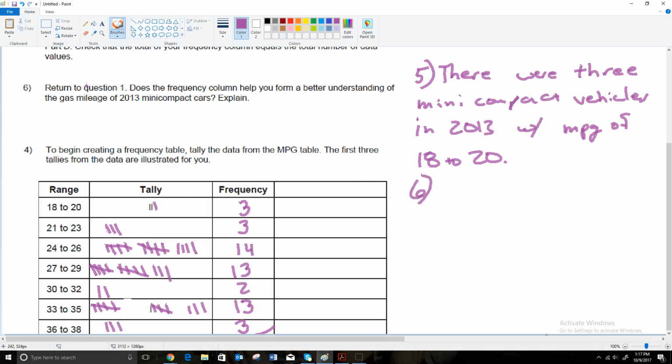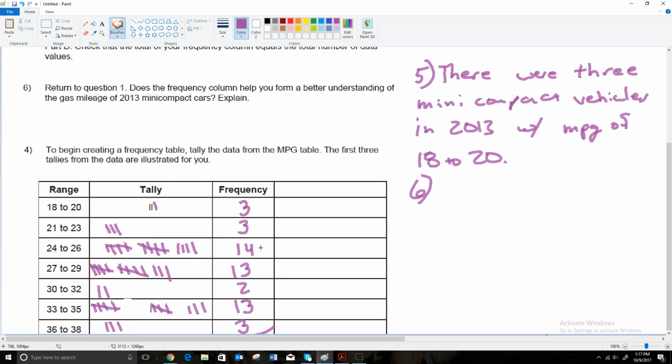So for number 6, it says return to question 1. Does the frequency column help you form a better understanding of the gas mileage? So if we look at this, rather than looking at that original list of data that they gave us, it definitely helps us see where things are heavy and where there's less. There's a lot of the vehicles that are 14, 13, and 13 from this 24 to 35 range. For some reason there's a little gap here that's kind of unusual.